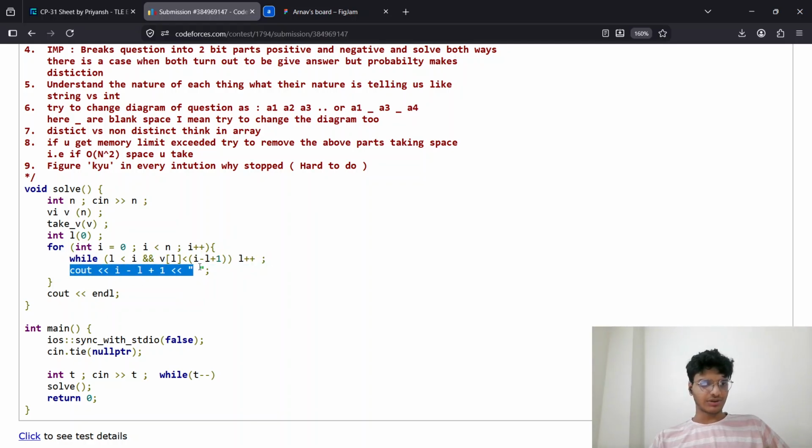So we will output our length, that is i minus L plus 1, and then we will print the output. So this is the way that we can approach this question.